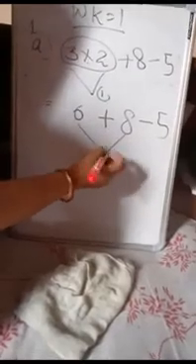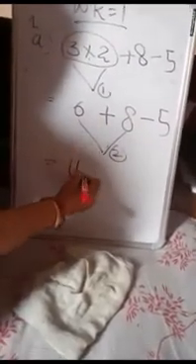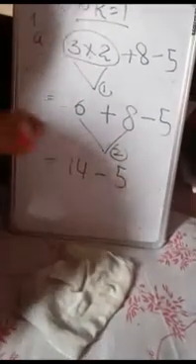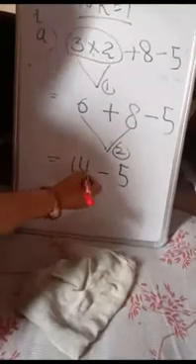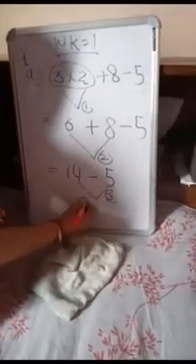Now the second step. Which operation is there? Addition. So we have to do addition. 6 plus 8, 14. Now we copy down the other operation. Minus 5. 14 minus 5. Now this is the third step. Lastly we will do this subtraction. 14 minus 5. It is 9.